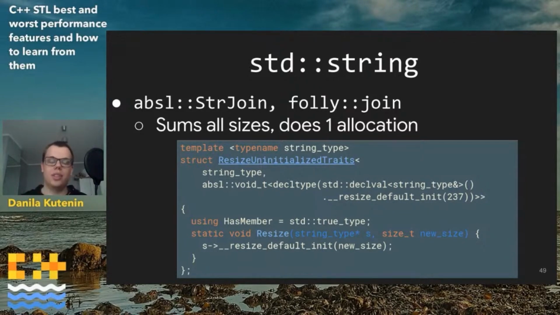And a weird trick that I would like to share is that they try to use some non-standard extensions. Basically, libc++ and libc provide the function called resize default init. There is a proposal of accepting this into the standard, but not yet, which basically resizes the string but does not zero the bytes that were resized. So you have just raw memory allocation.